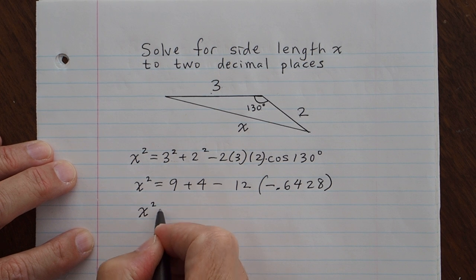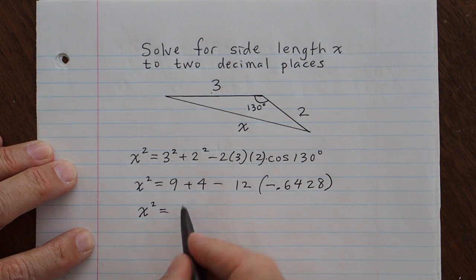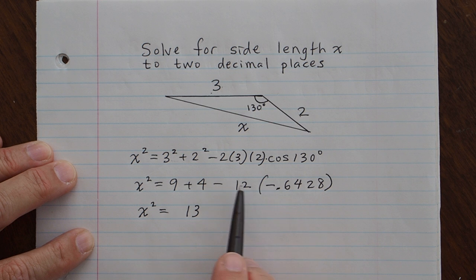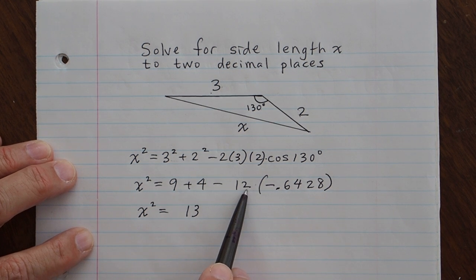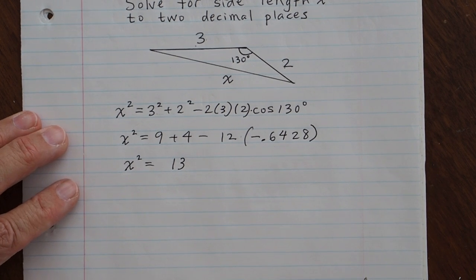So x squared is 9 plus 4, which is 13. Now remember, these two are glued together by multiplication. You can't go 9 plus 4 minus 12. That's a common error. Make sure that doesn't happen to you.